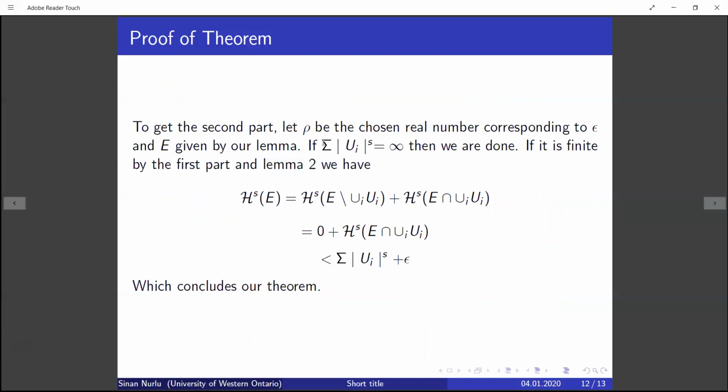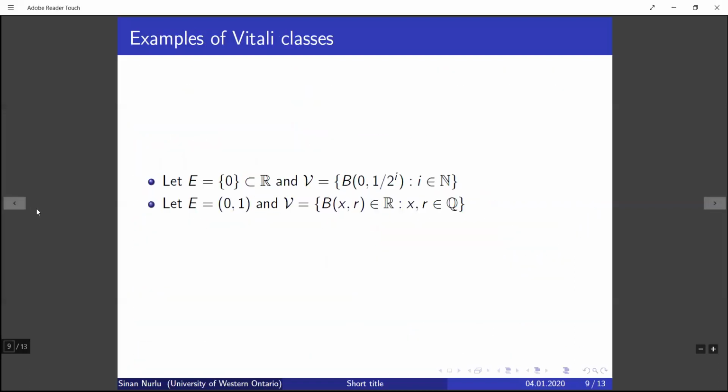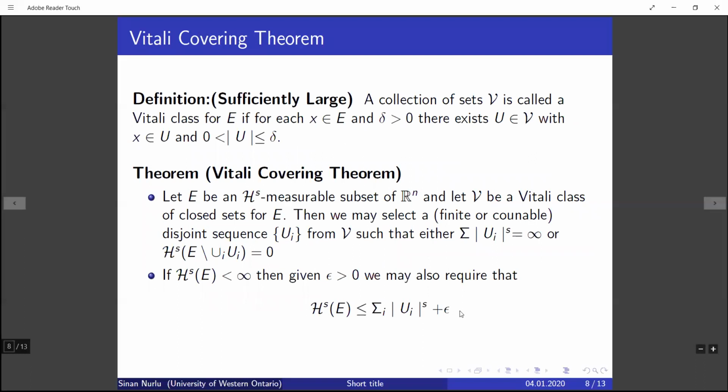So let's prove the case where this is infinite first. If this is infinite, we're done automatically because the theorem states this inequality, but then if this part is infinite, since this is finite, the inequality holds anyway. Even if it was infinite, it would still hold, but it's finite in our case, so the inequality holds.